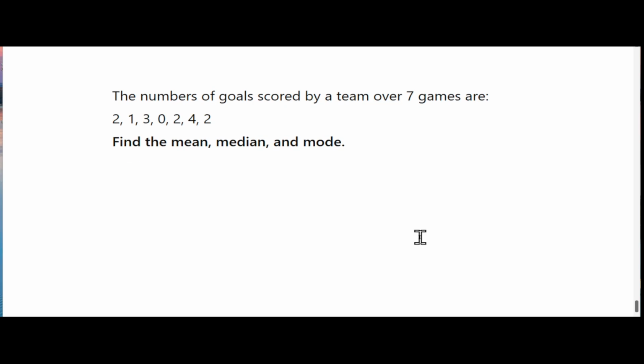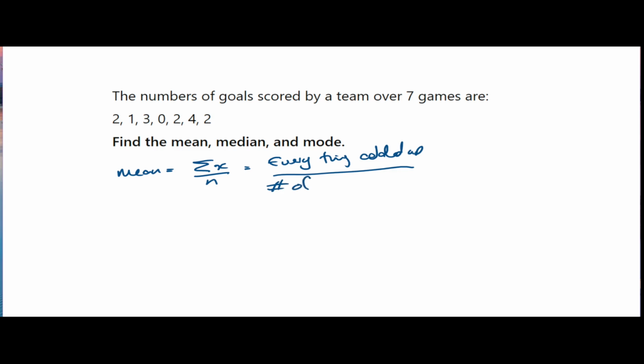All right. The number of goals scored by a team over 7 games. Yes, this is a football team. Is 2, 1, 3, 0, 2, 4, and 2. All right. Find the mean, median, and mode. Okay, so the mean average, remember, is everything added up, divided by the number of terms. So everything added up, divided by the number of trials. Trials would be games in this case.